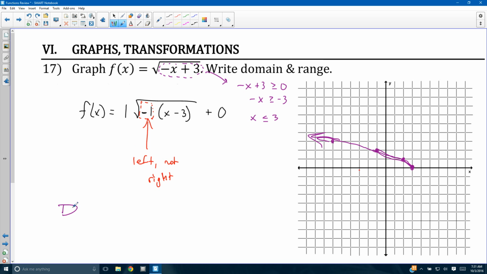So I did already state the domain. It was x is less than or equal to 3. In interval notation, I can go from negative infinity to, sorry, not negative 3, positive 3. I can go from negative infinity to positive 3, including positive 3 there.